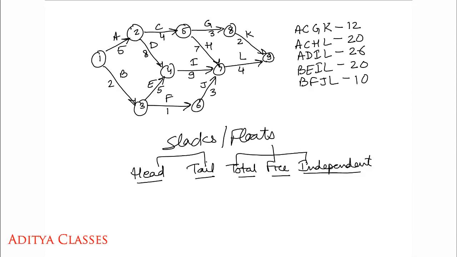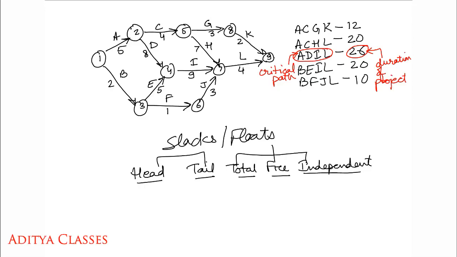So this ADIL 26 is a very important path. This path is called the critical path, and this duration is called the duration of the project. So these two things are very important. ADIL is the critical path, 26 is the duration of the project.